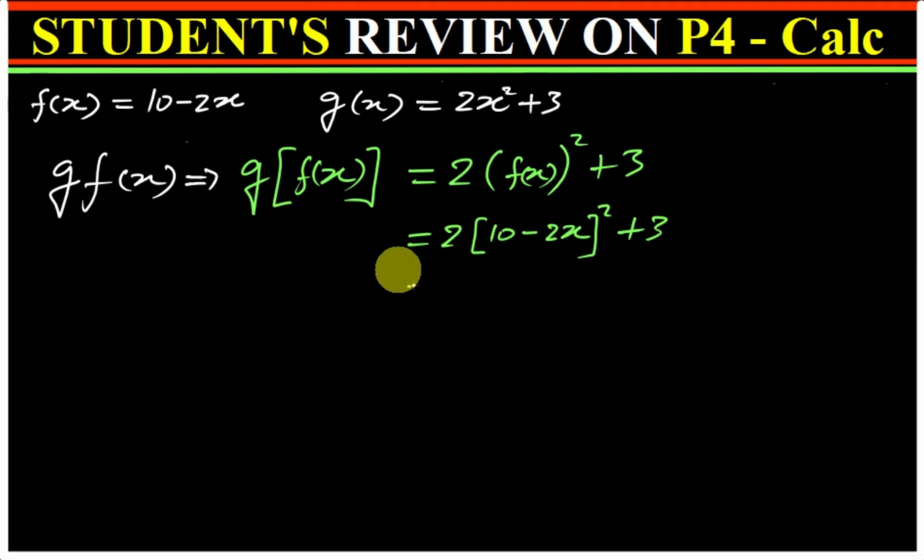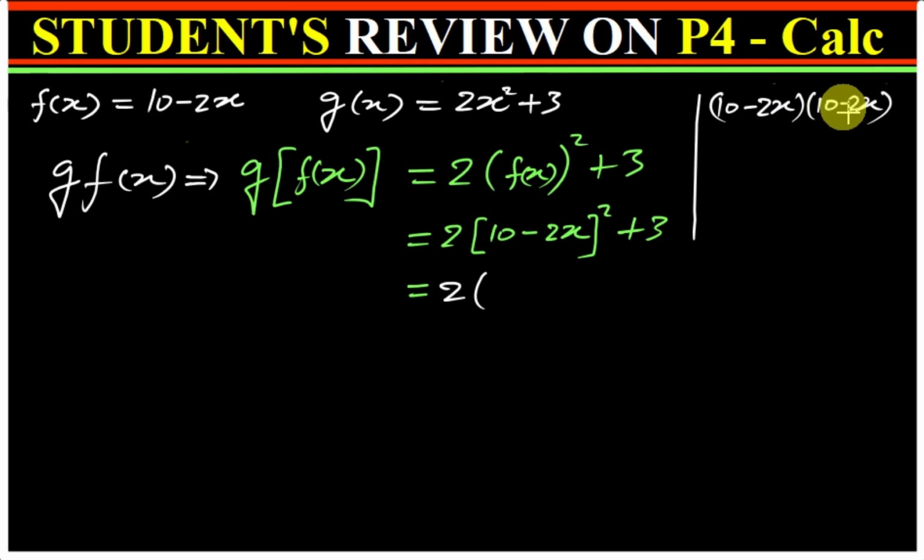Now we have to square this, so it will be 2 times, and we can use an algebraic identity to expand this bracket, or you can write it like this: (10 minus 2x) into (10 minus 2x).